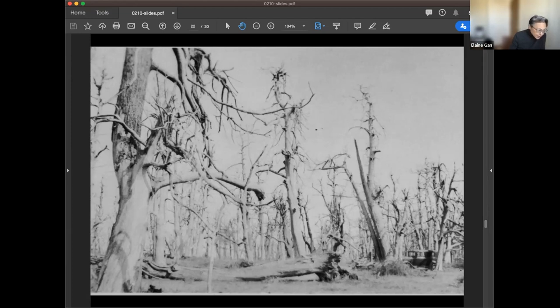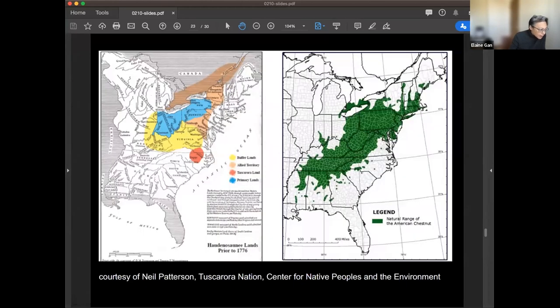Now, from historians and humanists, I read of the impact on people's livelihoods as blight swept through Maine to Mississippi and all along the Appalachians. So from indigenous scholars like Neil Patterson, who's a member of the Tuscarora Nation and also director of the Center for Native Peoples and the Environment at SUNY in Syracuse.